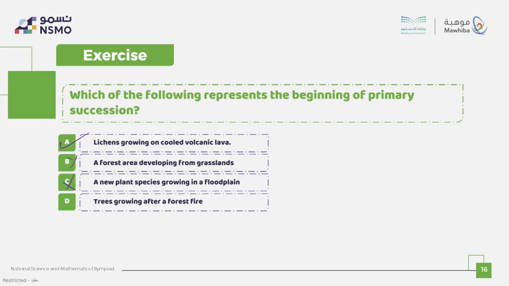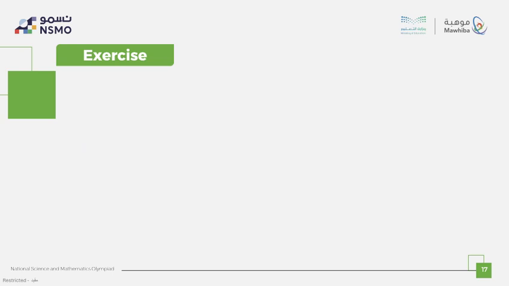Moving to D, trees growing after a forest fire. Fire destroyed plants but leaves the soil. This is secondary succession. So the right answer is lichens growing on cold volcanic lava. And remember, primary means no soil. Secondary means soil exists.